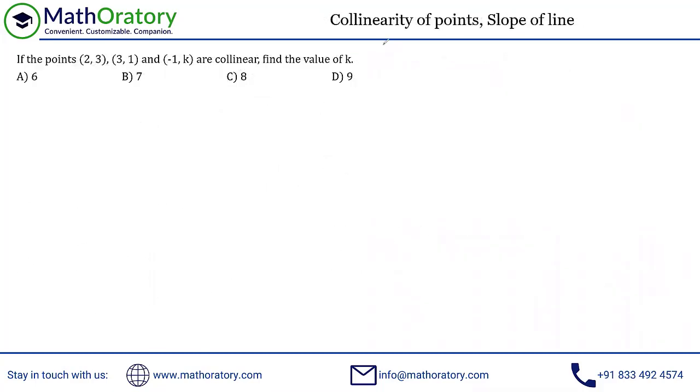A pretty straightforward question. We are looking for whether these 3 points, this (2, 3), this (3, 1), and this (-1, k) are collinear or not. So the idea behind collinearity, you can actually check this in a lot of different ways. If all the points are lying on the line, then only these 3 points are collinear, right? So there are a lot of ways to check this.